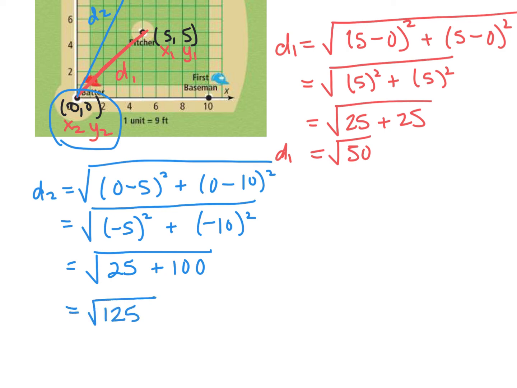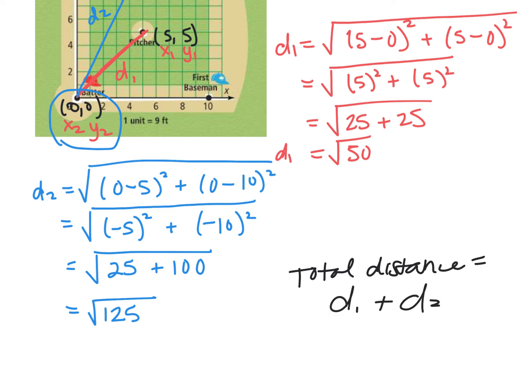Okay, so we said our total distance was going to be D1 plus D2. So our first distance was the square root of 50 plus the square root of 125. If you add those together in your calculator and round to the nearest tenth, you're going to get 18.3. So if we're not paying attention, we're going to say it's 18.3 feet. That's kind of what I did at first.